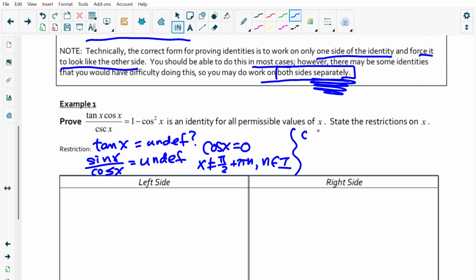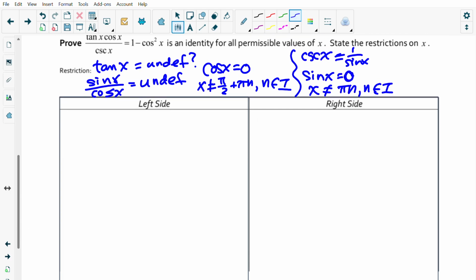The other one we saw, this is actually our opening example, cosecant of x. We know that is 1 over sine of x. Well, I can't have a cosecant value that's undefined, therefore I can't have a sine of x value that equals 0. Well, what is that value? We saw that from before. x cannot equal pi n, where n is an element of all integers. Okay, so that's our restrictions to start off for this identity.